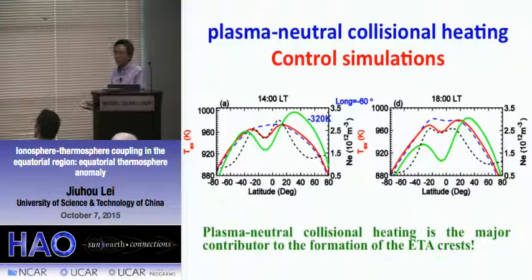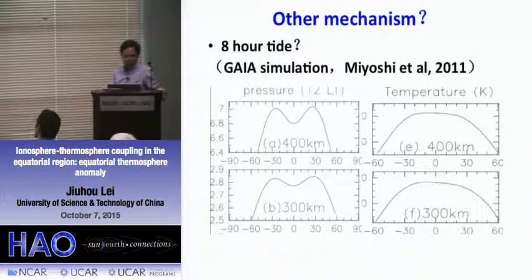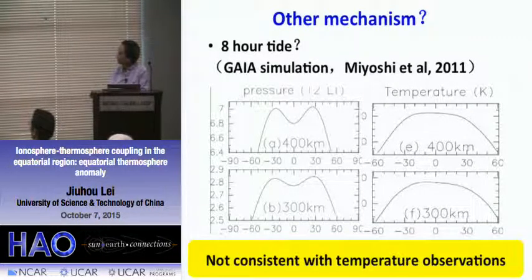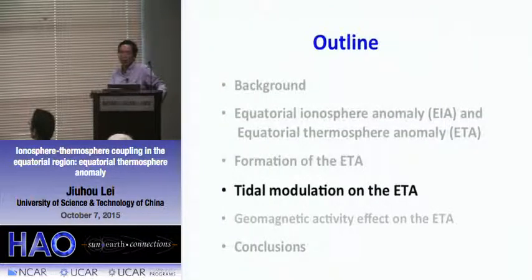for the ETA crest. At the same time, another mechanism was proposed to explain it, for example, the third arrow tide by the Japanese group using the GAIA simulation model. They simulated the pressure and mass density and showed similar phenomena, trough and crest, but didn't see it in temperature in all simulations. So this is not consistent with DE2 and other satellite observations. So maybe the tide has some effect, but maybe it's not the major contributor for the ETA formation.